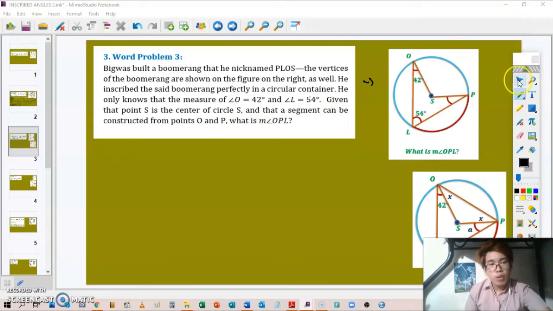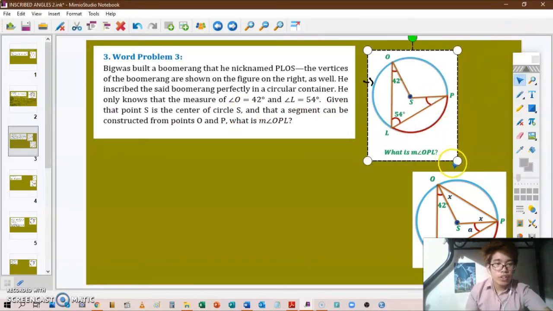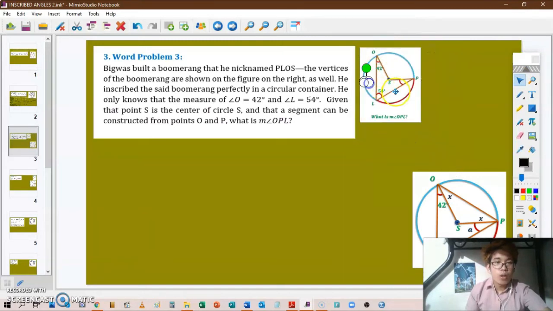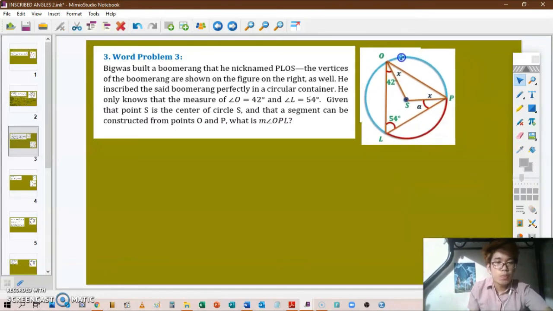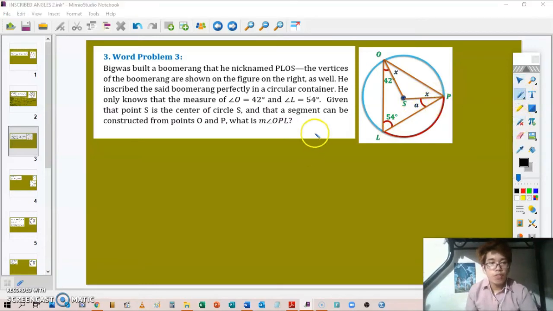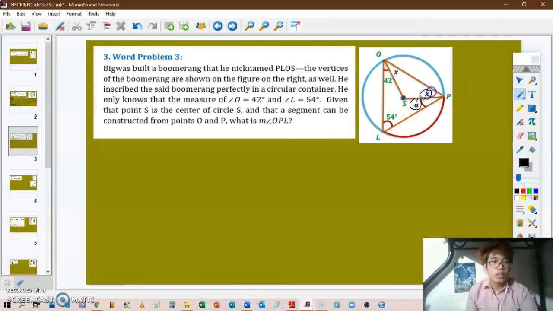For this problem, we have this figure, and from it we're going to name the angles that we want. We essentially want to get the measurement of angle OPL, which will be the sum of A and X. So we want the measurement of these two angles right here. How do we do that? We do that by using the theorems about inscribed angles, and also subtended angles and chords.